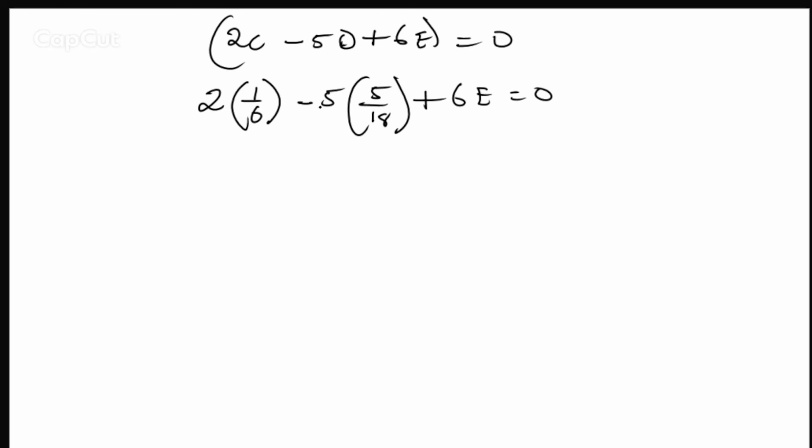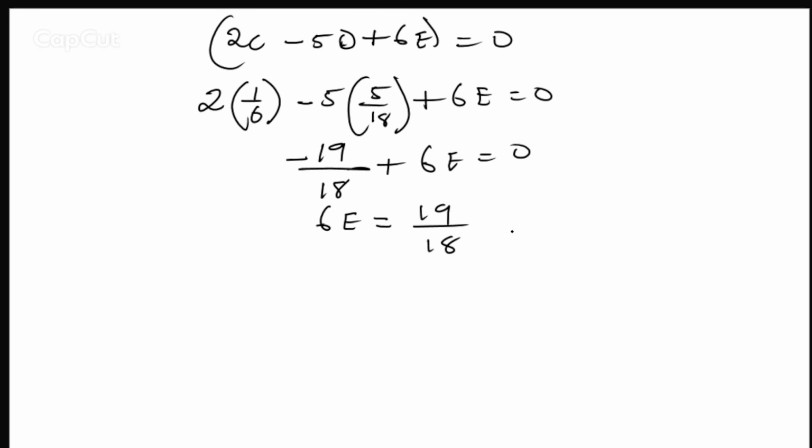So what you have here, if you punch your calculator, is 2 of 1/6 minus 5 of 5/8. This will give you minus 19 over 18 plus 6E, and this will be equal to 0. So what you simply have is 6E is equal to 19 over 18, because this is crossing an equality sign.